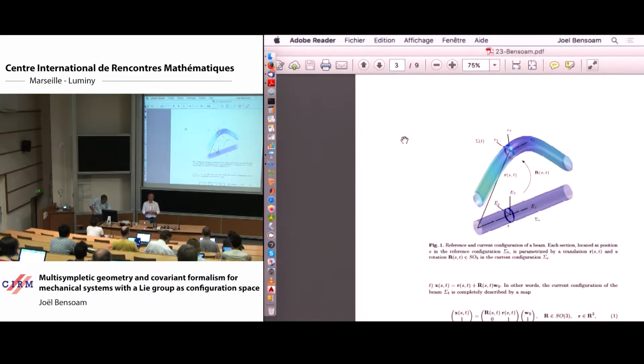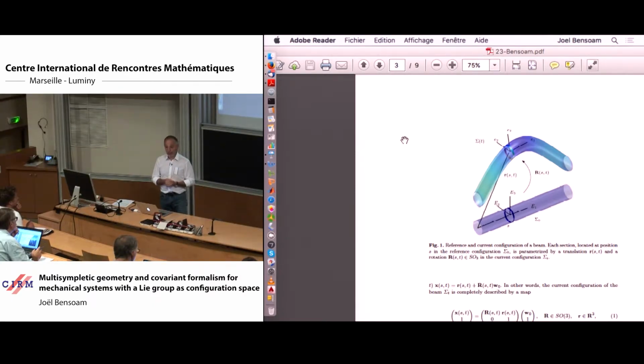My name is Joël Bensoam and I come from IRCAM. IRCAM is an institute in the middle of Paris, near the Centre Pompidou, that brings together musicians and scientists. I work in the instrumental acoustics team. I'm not a musician, I'm a mathematician, but I try to model mostly how waves propagate in instruments, and to make simulations for musicians.